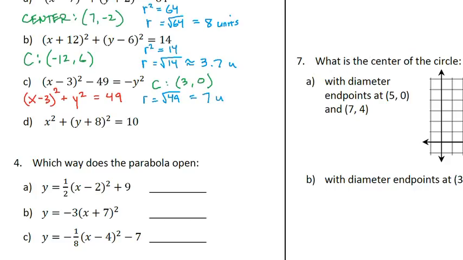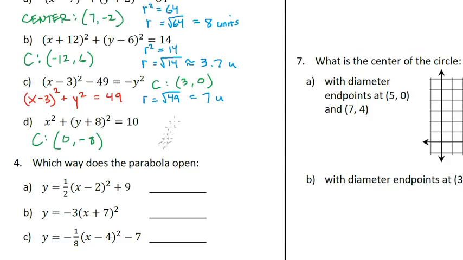Last ones, take a look. Letter D. Looks like we're in the proper order. Here's my x terms, here's my y terms. My constant is on the right-hand side. Let's go ahead and identify the center. The center is going to be at 0 because our x term does not have anything added or subtracted, so there's no h value. And then my k value is -8. Again, we flip the sign because in the equation for standard form, it's y minus k.